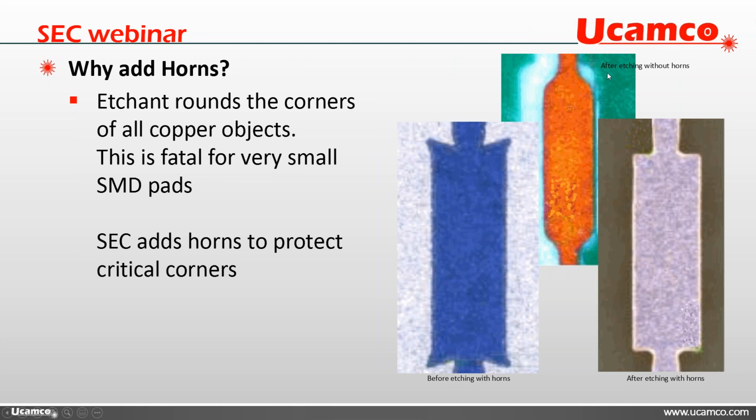What you see in the background over here, the little green picture, is a very small SMD pad. Initially it was a square pad, and you can see that the corners are completely gone. There are no corners anymore. It's a rounded feature now. What you can do is add little corners that you can see over here, so horns. If you use these horns, then the result will actually be a nice and square SMD pad. So this is a new development. We will also have a small demonstration of this.